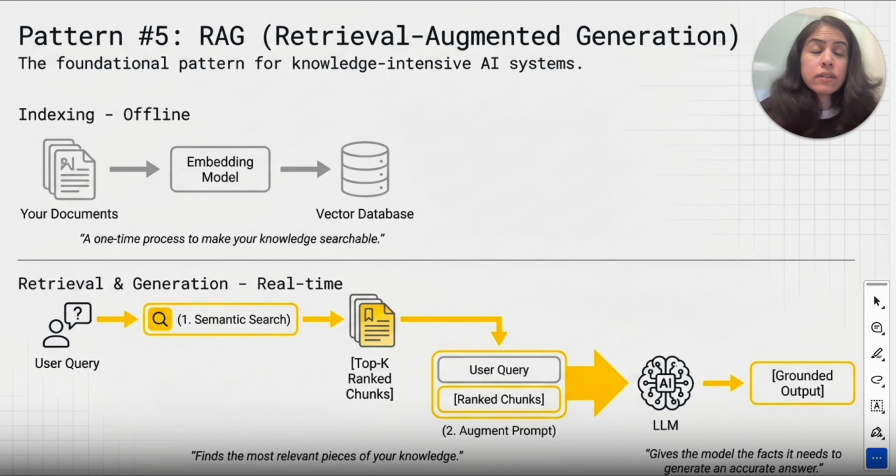So the fifth pattern is RAG, as a lot of you would already know by now, called Retrieval Augmented Generation. RAG is the standard way to ground your LLMs in real information. It replaces keyword search with semantic understanding. And here is how it works.